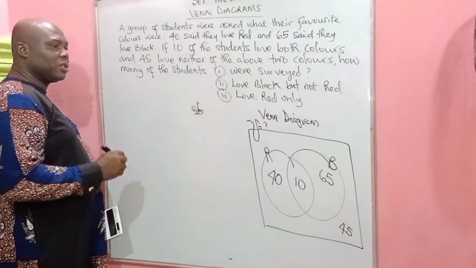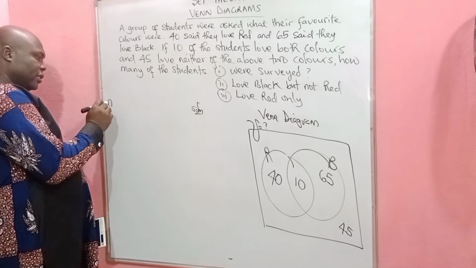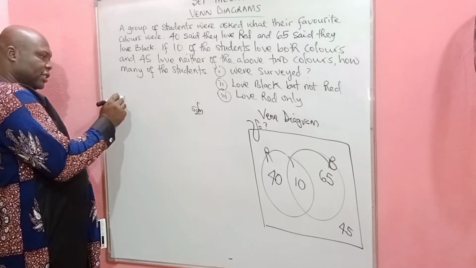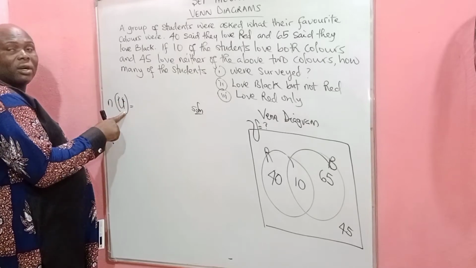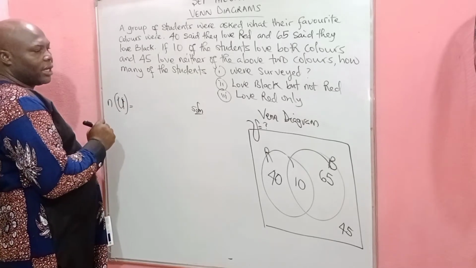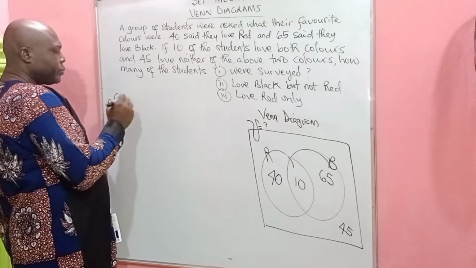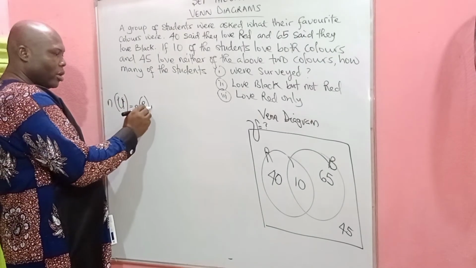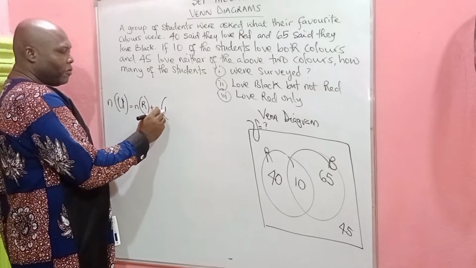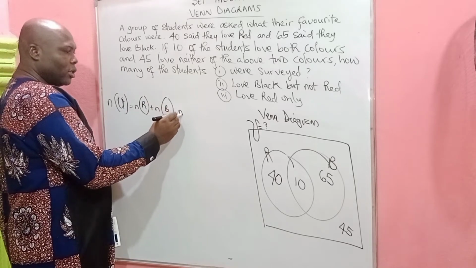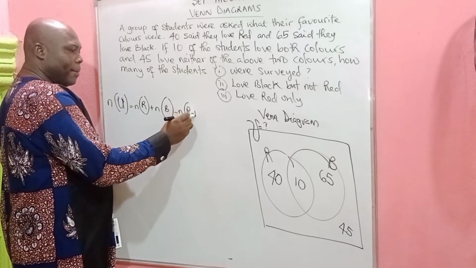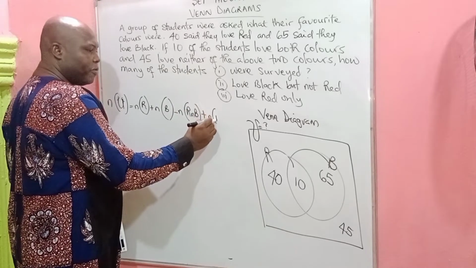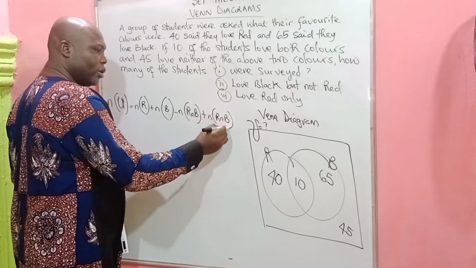Please take note. If you are to find the number of the universal set, the cardinality of the universal set, it will be equal to the number of those that love red plus the number of those that love black minus the number of those that love red and black, then plus the number of those that do not love red and black.